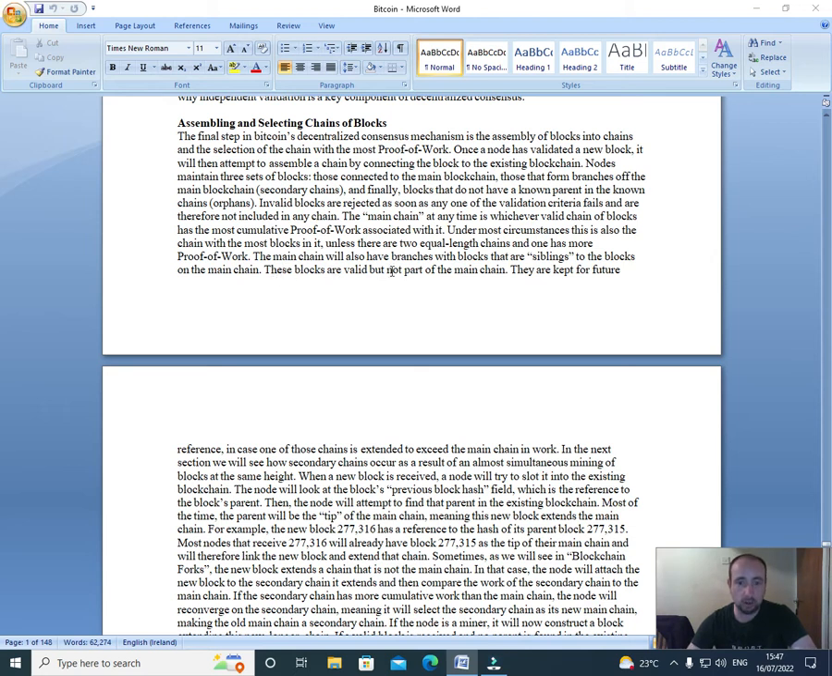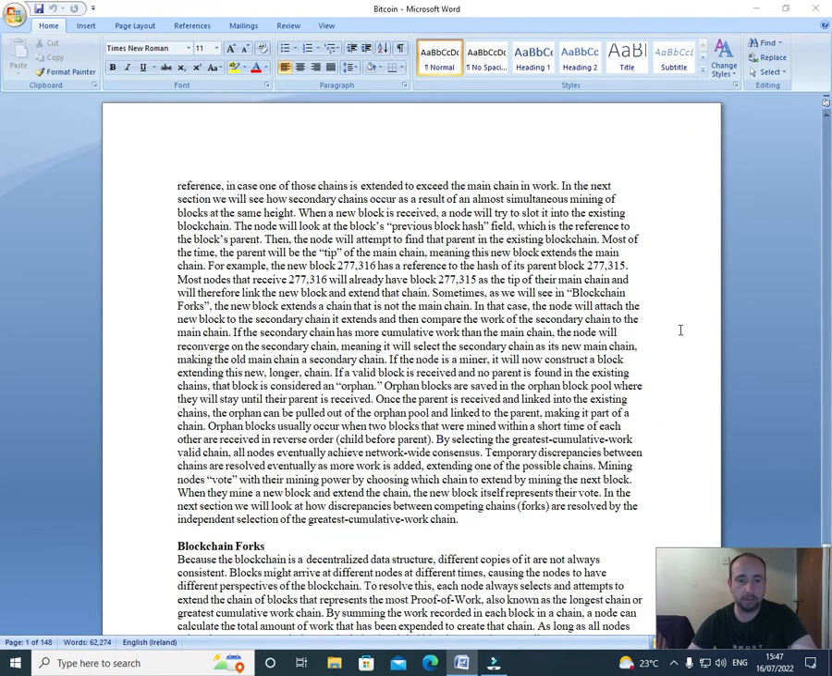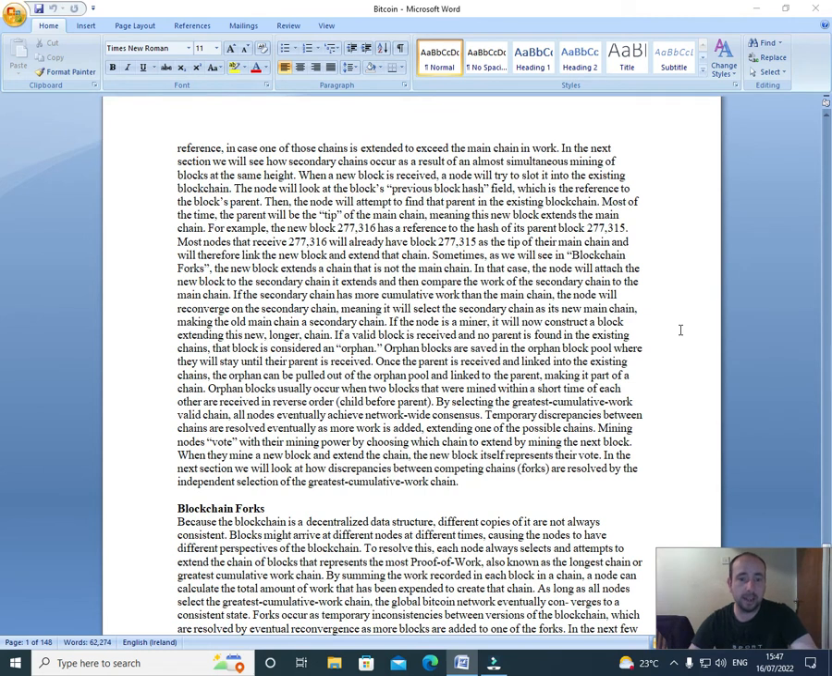The main chain will also have branches with blocks that are siblings to the blocks on the main chain. These blocks are valid but not part of the main chain. They are kept for future reference in case one of the chains is extended to exceed the main chain in work. In the next section, we'll see how secondary chains occur as a result of an almost simultaneous mining of blocks at the same height.